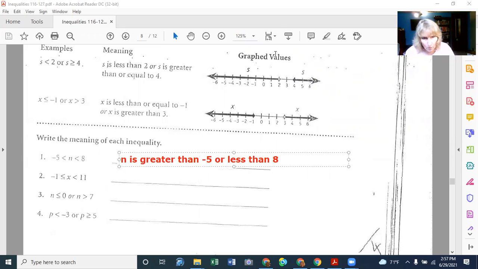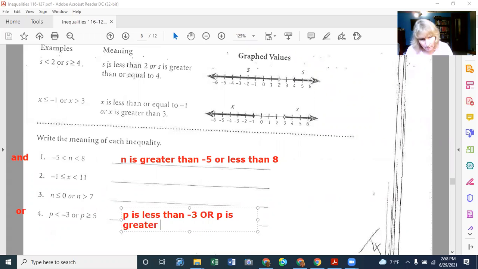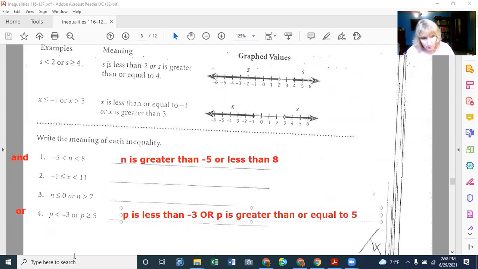Number 4, there's an or. So the first one is considered an and inequality. And this one by number 4 is considered an or inequality, which actually has the word or in between there. So how would you read this? Well, you would say that P is less than -3 or P is greater than or equal to 5. And why did I say or equal to 5? Because there's a little line under the greater than sign. So that's how you would read and write those.